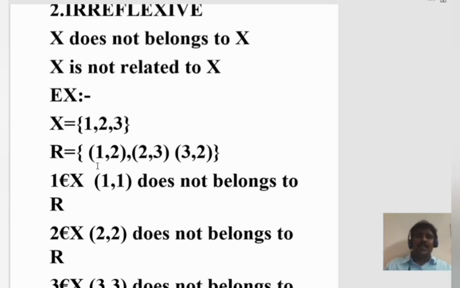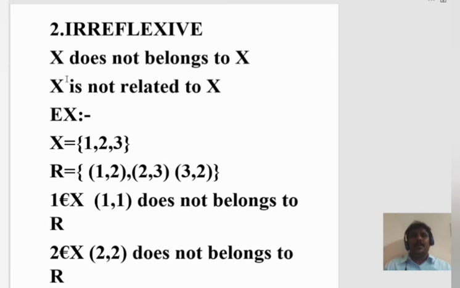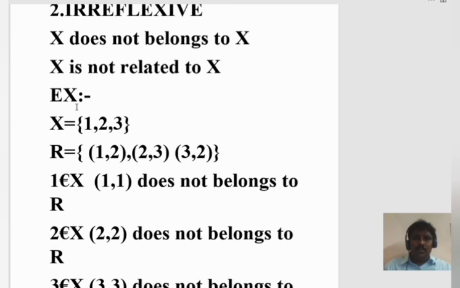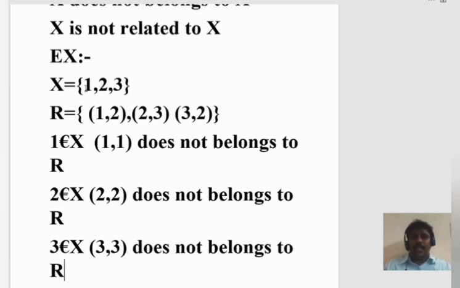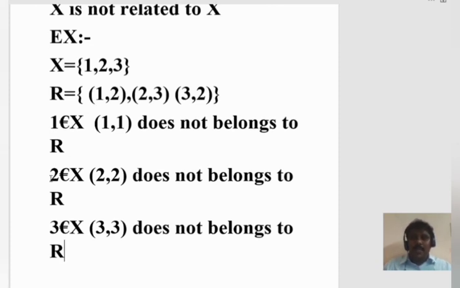How can we say that it is an irreflexive property? Irreflexive property means X does not belong to X, or X is not related to X. I have taken X equal to {1, 2, 3} and the relation R given as (1, 2), (2, 3), (3, 2). Now I have to check whether X is not related to X or not. First I take 1 belongs to X. Now (1, 1) does not belong to R. See here, is (1, 1) there? No. So it is irreflexive. By taking one element, we cannot decide. Now I am taking 2. 2 belongs to X, and (2, 2) also does not belong to R.